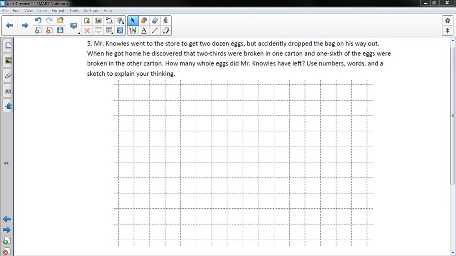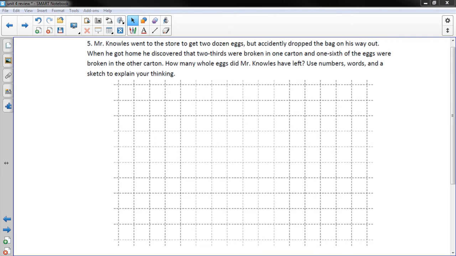Number 5. Mr. Knowles went to the store to get 2 dozen eggs, but accidentally dropped the bag on his way out. When he got home, he discovered that 2/3 were broken in one carton, and 1/6 of the eggs were broken in the other carton. How many whole eggs did Mr. Knowles have left? Use numbers, words, and a sketch to explain your thinking.